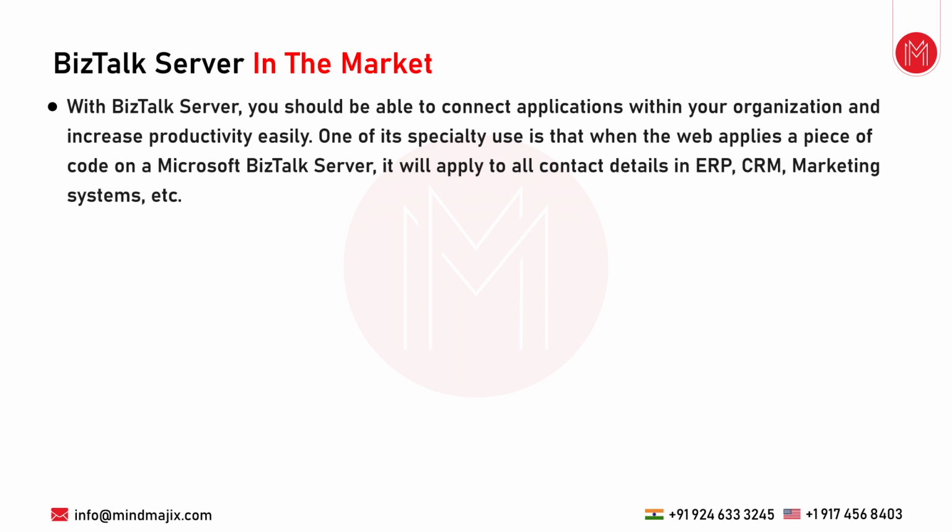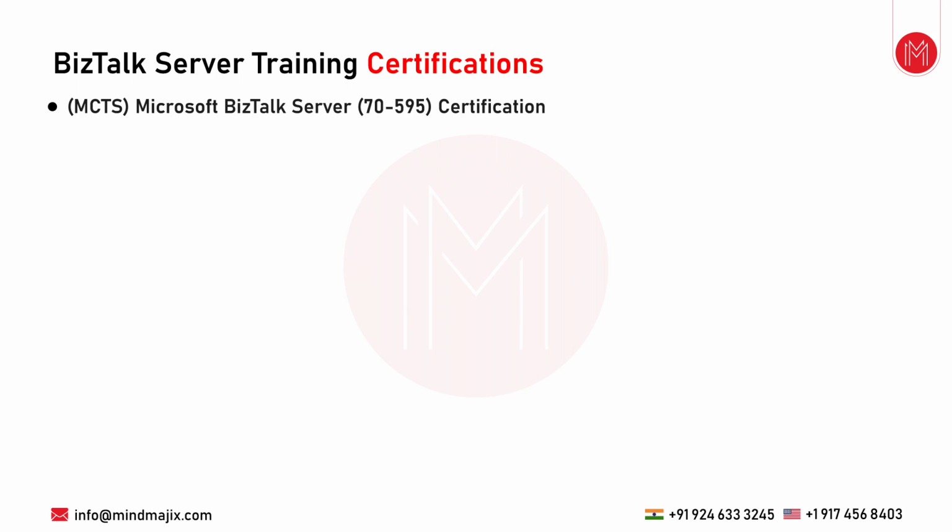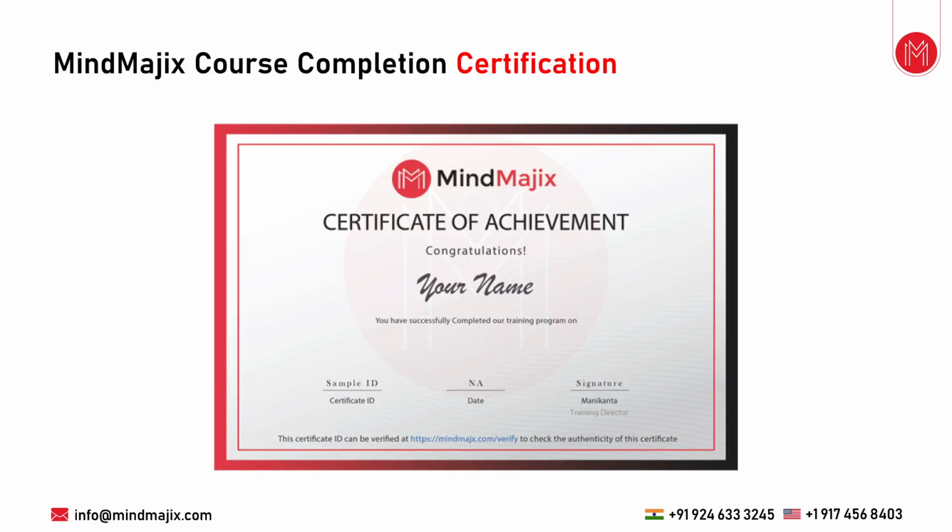It will also apply to contact detailing in the ERP, CRM, and marketing systems. After this course, we will be able to clear the certificate. It's 70-595. So after completing this course, we all will be able to clear the certificate. About the MindMajix course completion certificate: this should be a certificate after completion where you have your name here.